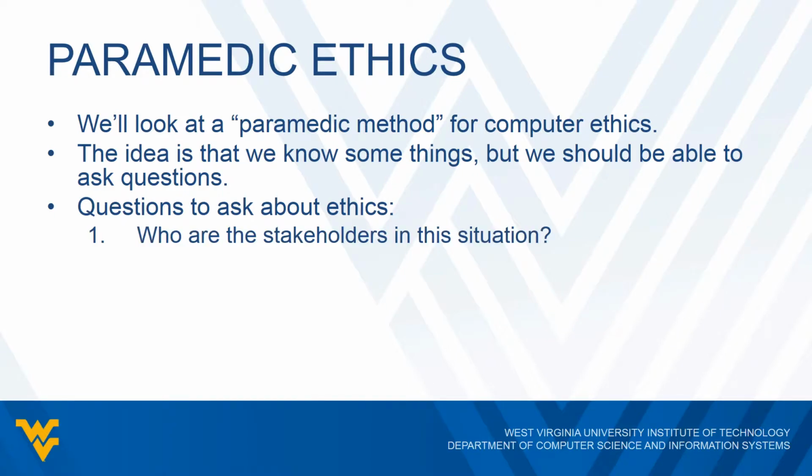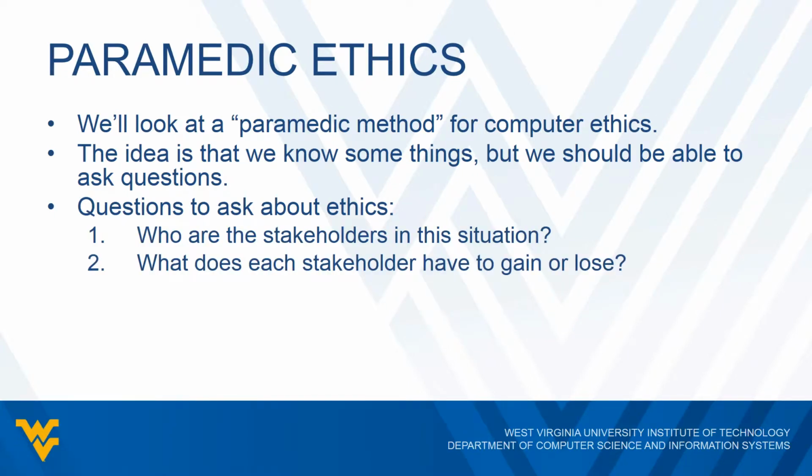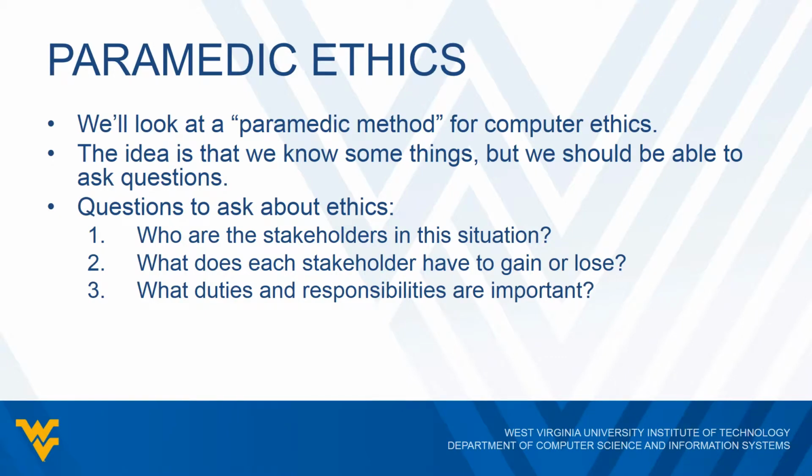So one question is, who are the stakeholders in the situation? Next question would be, what does each stakeholder have to gain or lose? So this is the utilitarian step. And then what are the duties and responsibilities in this situation that are important to the stakeholders? So this is the deontological step.